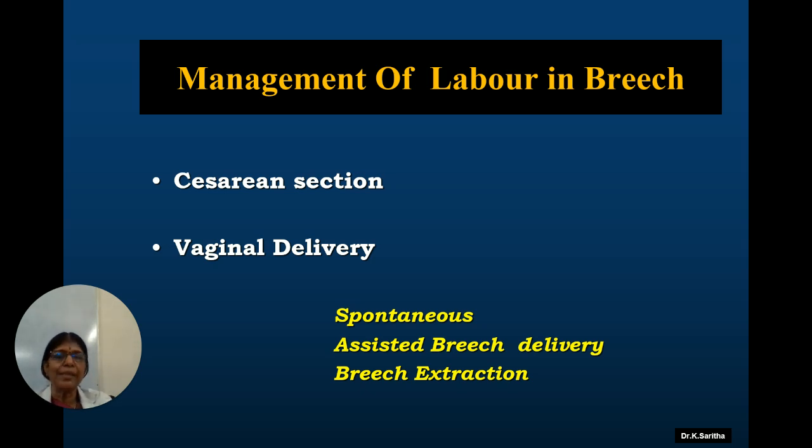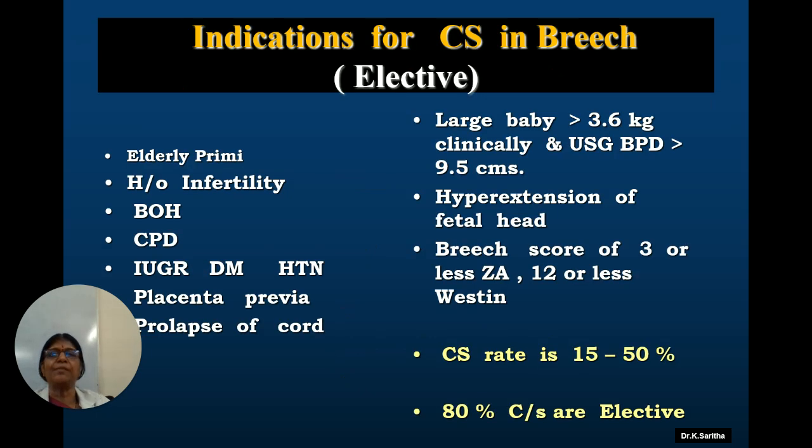In modern obstetrics, breech extraction has a place only after internal podalic version of the second twin: after a cephalic delivery of the first twin in a twin gestation, or in case of a transverse lie, then you can go for a breech extraction. Otherwise, breech extraction is obsolete in modern obstetrics, and what we do is only an assisted breech delivery. When you are doing a vaginal delivery, it is only an assisted breech delivery.